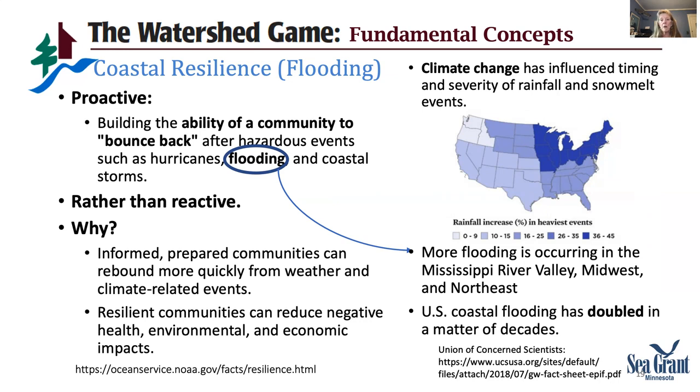And we all are pretty aware by now that climate change has severely influenced the timing and severity of rainfall and snowmelt events. This little graphic here is showing rainfall increases by percent in the heaviest events in various areas of the country. And barring the Pacific Northwest, all areas of the country are having more severe events. In fact, if you look at flooding in the Mississippi River Valley, the Midwest, and the Northeast, there's definitely more flooding going on. And US coastal flooding has actually doubled over a matter of decades. So that's why we chose flooding. It's really pertinent right now in coastal areas.